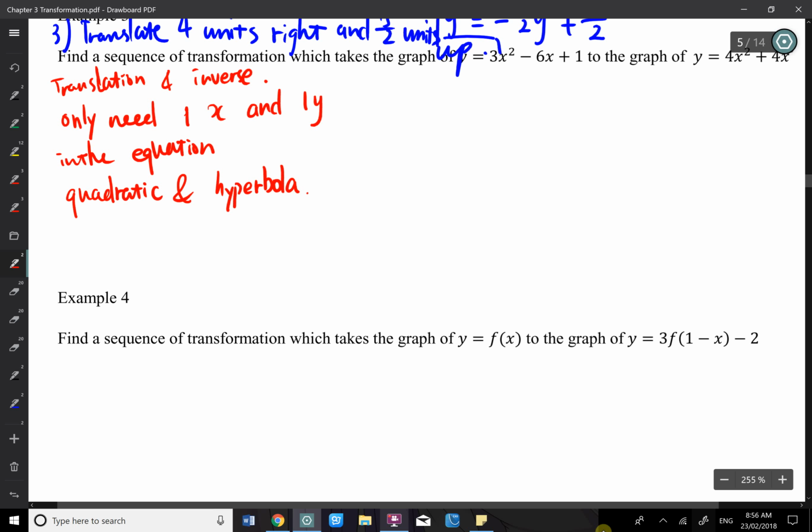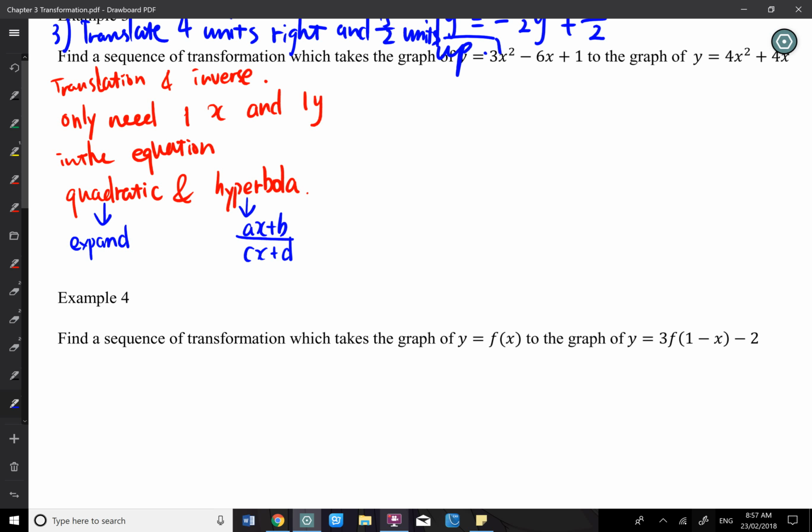For the quadratic, it will give you the expanded form, like the general form, ax squared plus bx plus c. And for the hyperbola, it will give you the (ax plus b) over (cx plus d) form. Remember, as I said, linear over linear, that's a hyperbola. So you need to use long division, or by looking at it, make the numbers work and then put it into the hyperbola form.